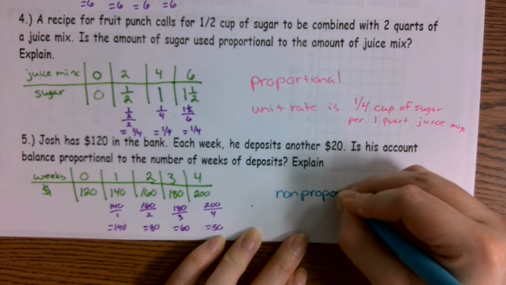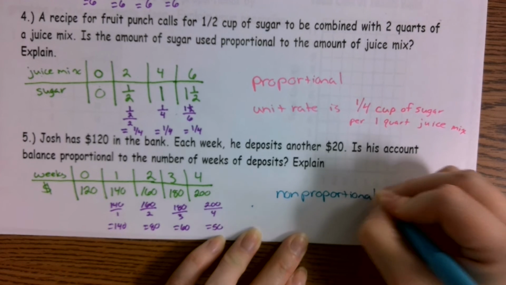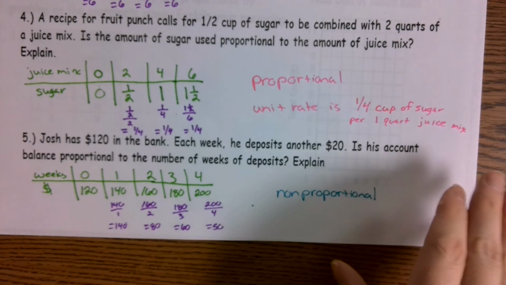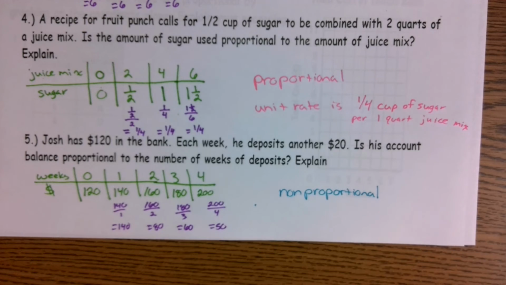Non-proportional. In order for it to be proportional, there has to be a consistent unit rate throughout the entire table, throughout the entire piece of information. If it's not consistent, then it is non-proportional. Go ahead and get that down real quick. Let's make a note of the stuff that was proportional versus non-proportional.